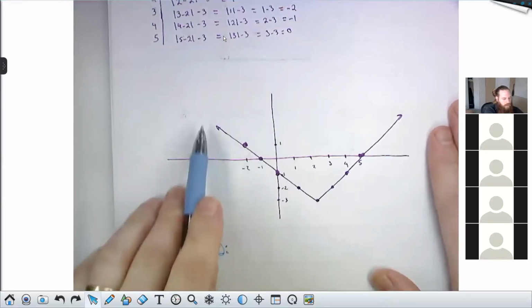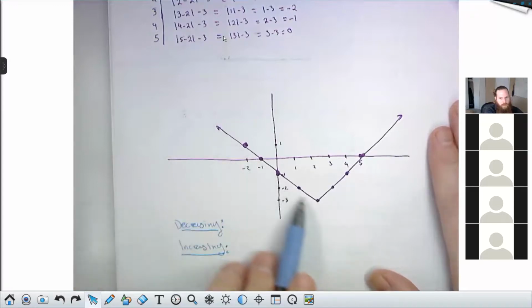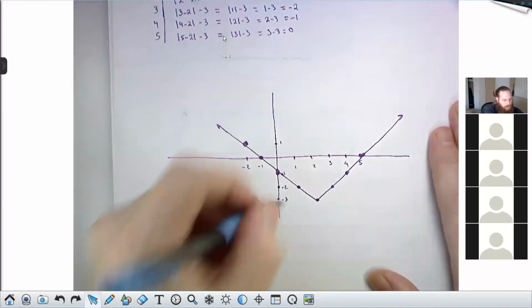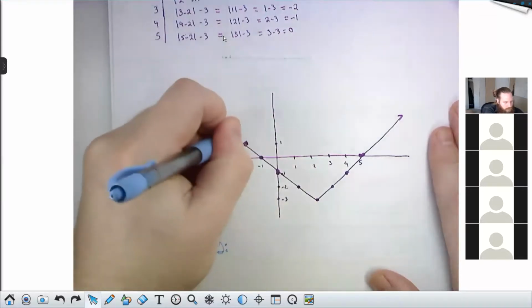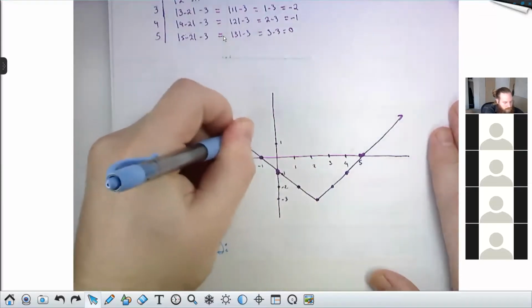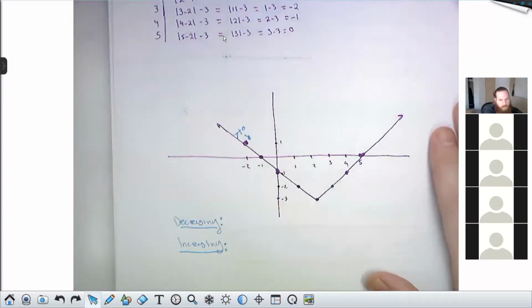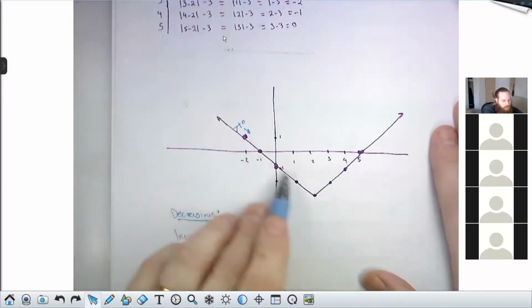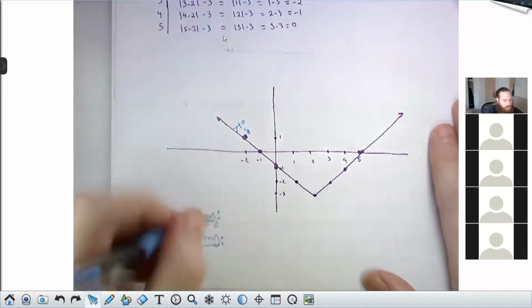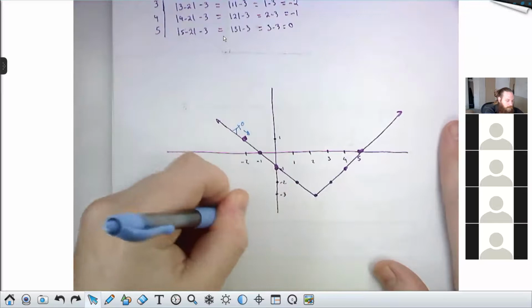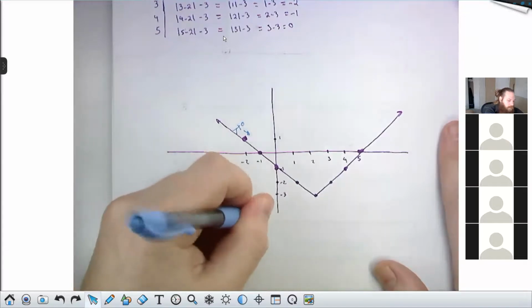So you see, I'd be walking downhill along this graph everywhere over here. So we're decreasing. Imagine walking left to right. I'm going downhill, downhill, downhill, downhill, downhill until I get to here, where the x value is 2. So I would say we're decreasing from negative infinity up to 2.